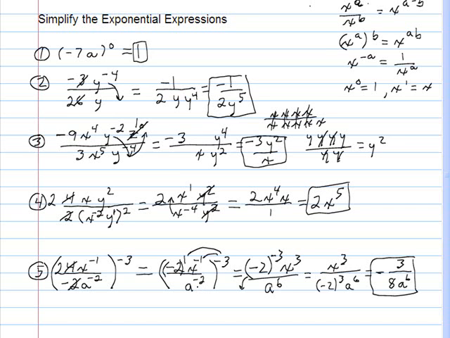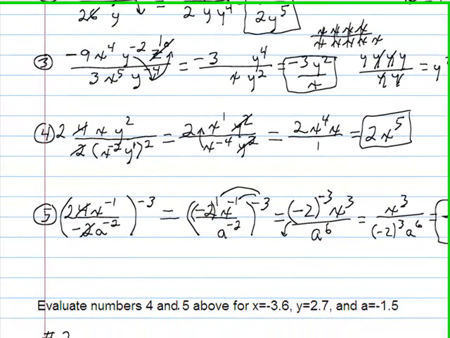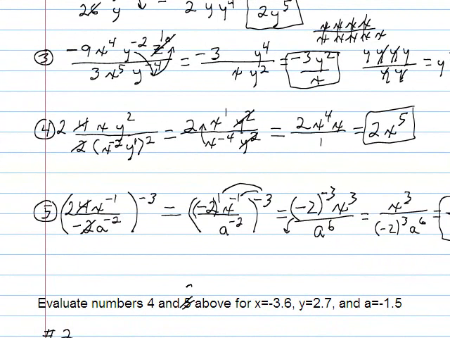Now the other thing I'll be asking you to do is to evaluate for particular numbers. So I'm going to say, I have here evaluate number 4 and 5. I know that's going to take a long time. So I'm going to say evaluate number 4 and number 2 above. Use for your x's and y's, x is negative 3.6, y is 2.7, and if there's an a in one of them, and let's see, there is not in 4 and 2, we're not going to need the a, but I had a as negative 1.5.